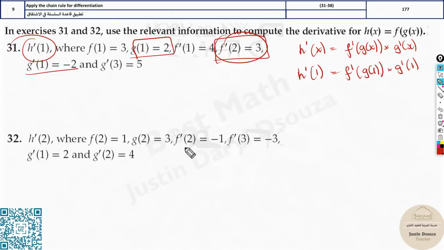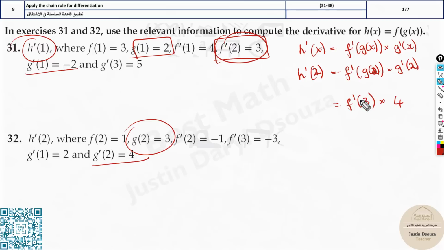Now let's look at what we need to find. Instead of h prime of 1, we have to put h prime of 2. So this becomes 2 as well, and this is 2. Let's see what values are known to us. First, we need g of 2. Do we have it? Yes, g of 2 is known. f prime of 3 is what we need. See, g of 2 is 3, isn't it? So instead of g of 2, we write 3, multiplied with g prime of 2. Do we have it? Yes, that is 4.